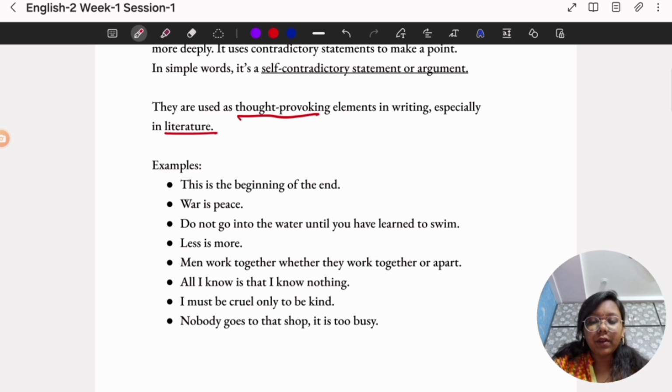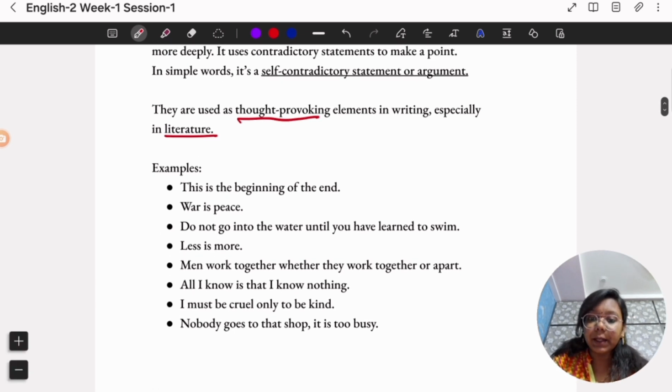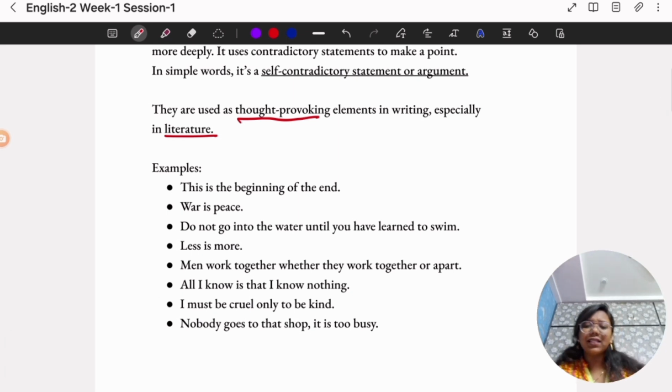Less is more. Men work together whether they work together or apart. All I know is that I know nothing. All these are literally very weird when you hear them for the first time. But when you go deeper into the meaning, they have some kind of truth behind them. So this is what makes it a paradox.